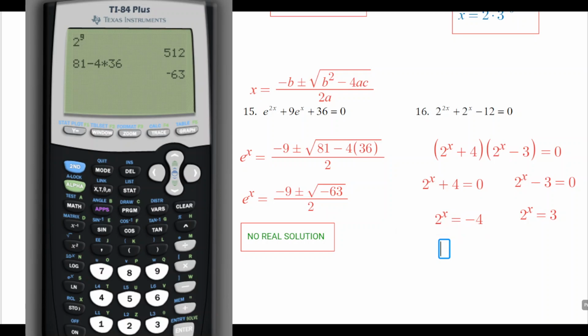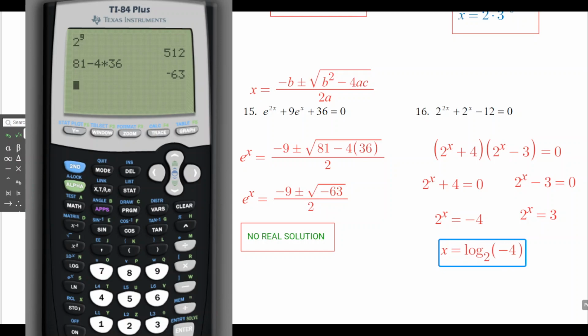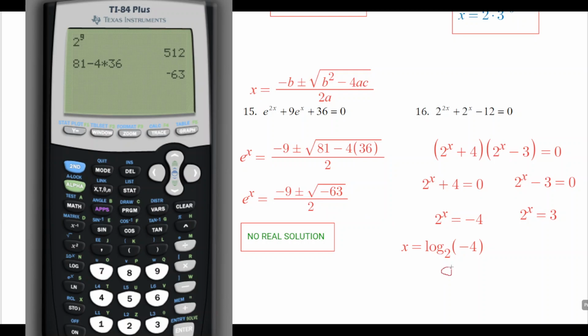But just in case we didn't catch that, what we would say is log base 2 of negative 4 is x. But as we know, you can't input a negative number into the logarithm. So this is just going to be no solution over here. Okay, just nothing. And then over here, we do get a solution. We get x is equal to log base 2 of 3, which is a value. It does have a value.